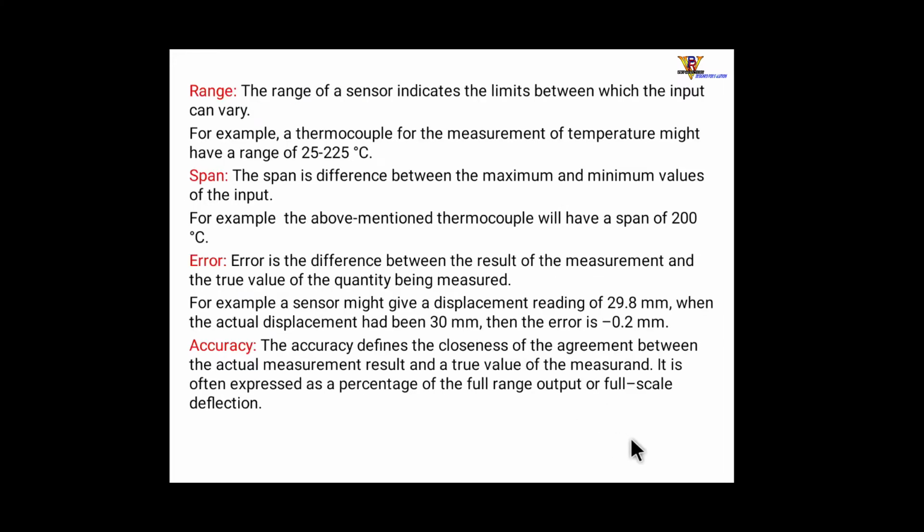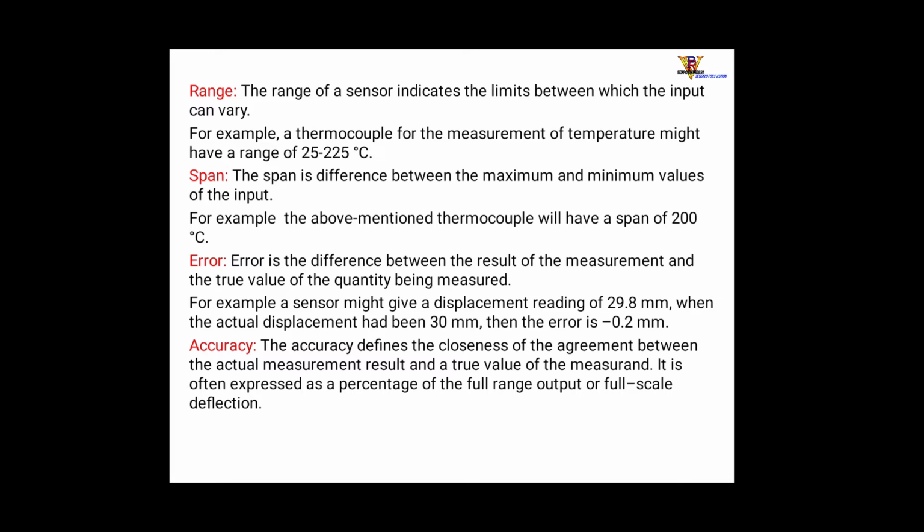So the first specification of a sensor is range. The range of a sensor indicates the limits between which the input can vary. An example of the range is a thermocouple, which can be used for measuring temperatures from 25 to 225 degrees Celsius. So the range of this thermocouple is 25 to 225 degrees Celsius. So it can sense a temperature range of 25 to 225 degrees Celsius.